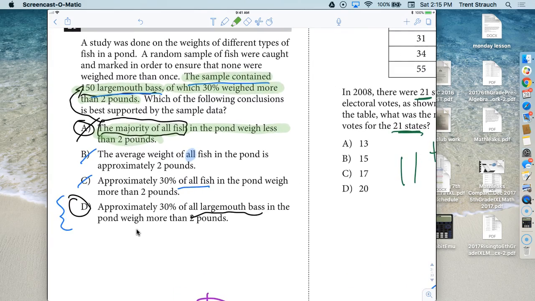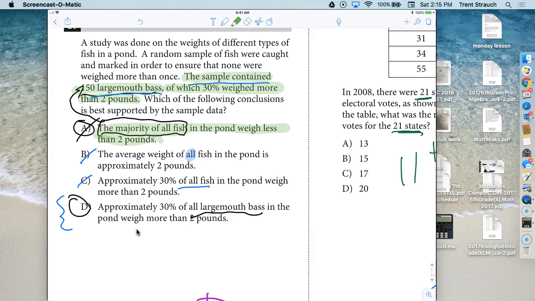Right? I'm going to assume that 70% weighs less than 2 pounds. If 30% weighs more, it's 70 or less. Yes. So 30% weighed more than 2 pounds. So does that mean that the majority of all fish in the pond weighed less than 2 pounds? You with me on that?